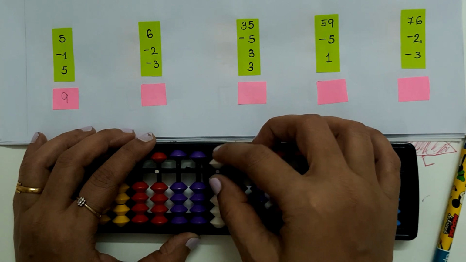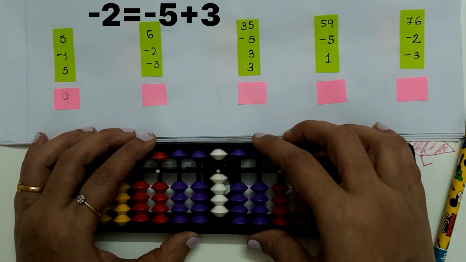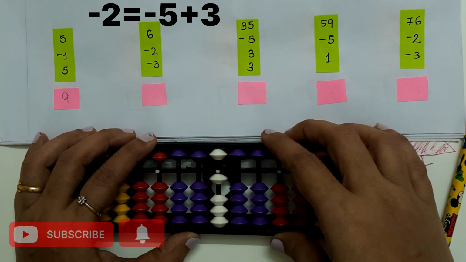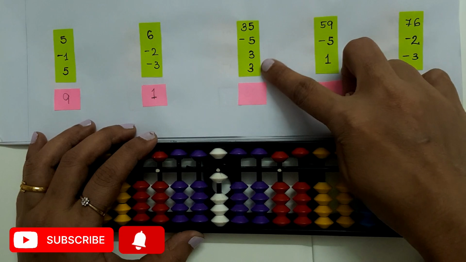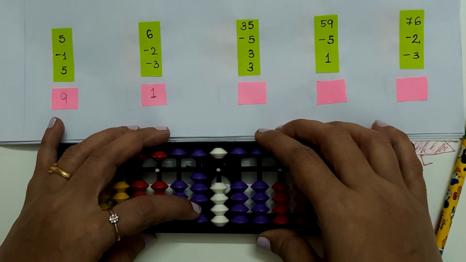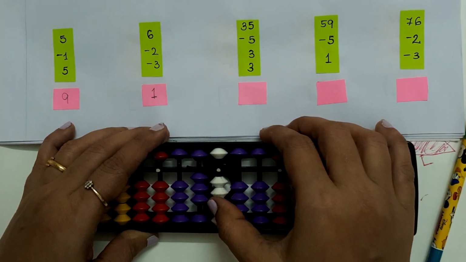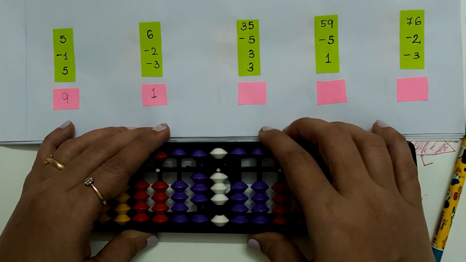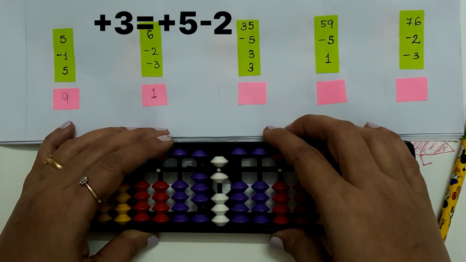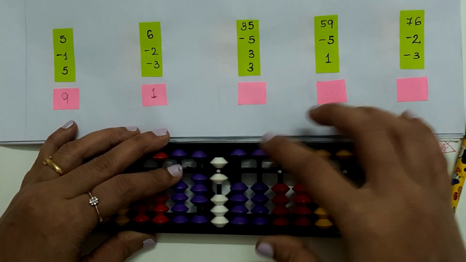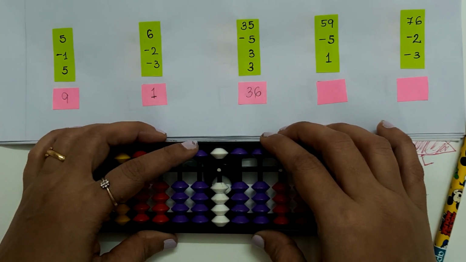6 minus 2 is minus 5 plus 3, then minus 3. Answer is 1. Coming to the next question, that is 35 minus 5 plus 3 plus 3. 35 minus 5 plus 3, next is plus 3. Plus 3 is plus 5 minus 2. Answer is 36. Coming to the next question, that is 59 minus 5 plus 1.